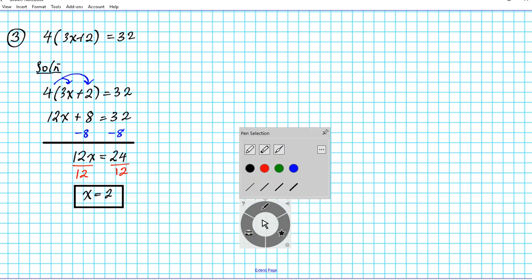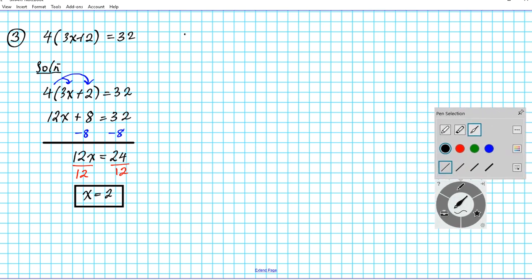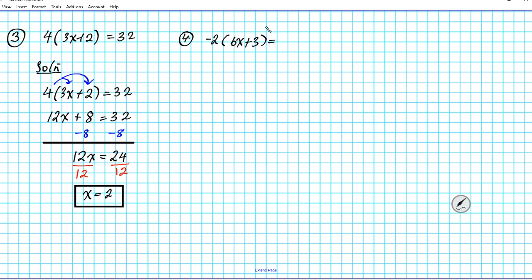Alright, let's take a look at question number 4. So for question 4, what if we have something similar? What if we are to solve the equation negative 2 times 6x plus 3 equals 138? Alright, let's go ahead and do it. So we have negative 2 times 6x plus 3 equals 138.